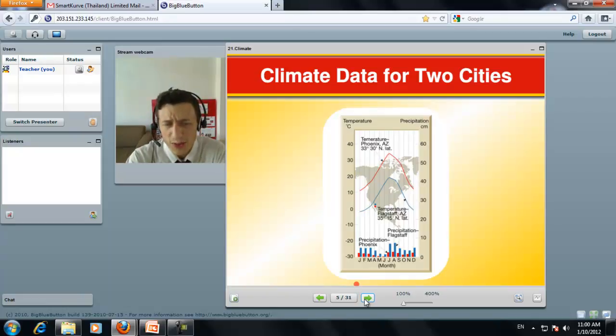But those two cities are very close to one another. They're not very far apart. So it's probably not a difference in latitude that's causing this difference. So what this map and these two graphs show us is that there are other factors. There are factors other than latitude that can affect climate. And today we're going to look at some of those factors.